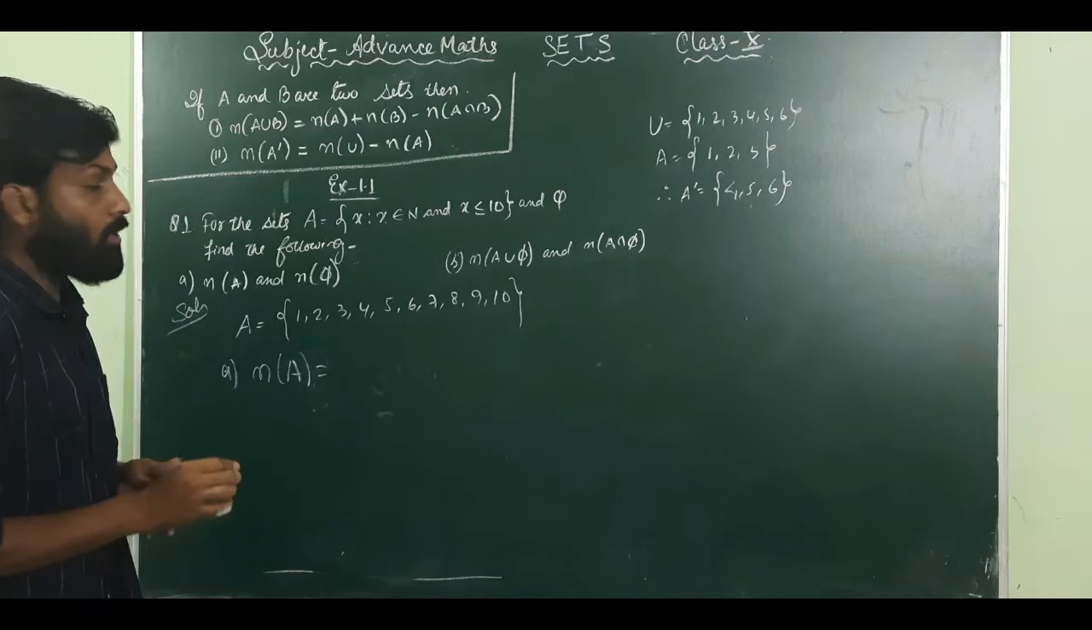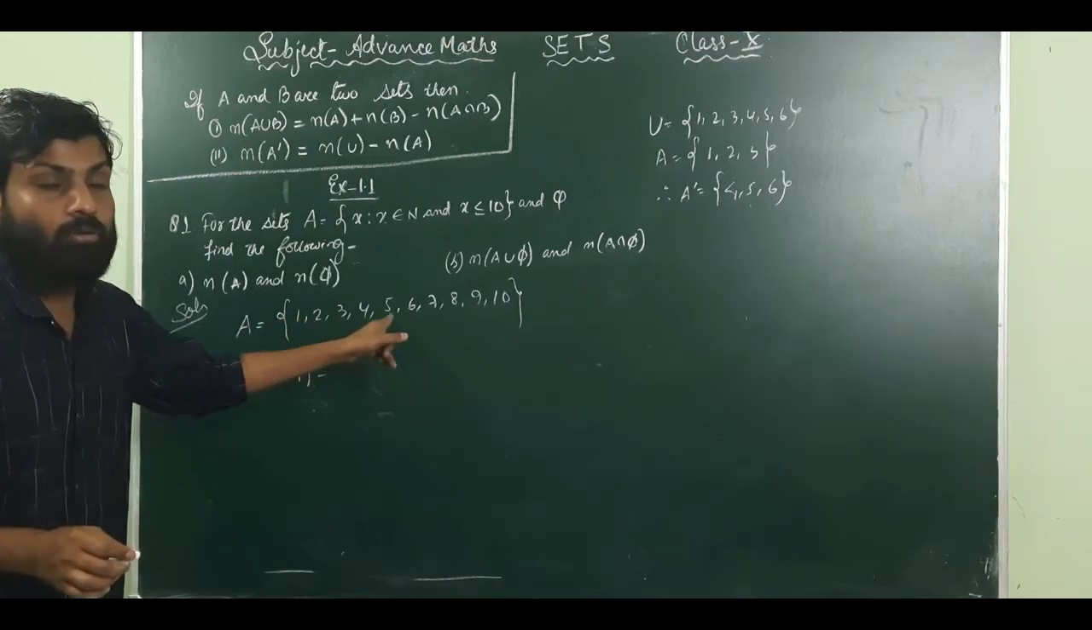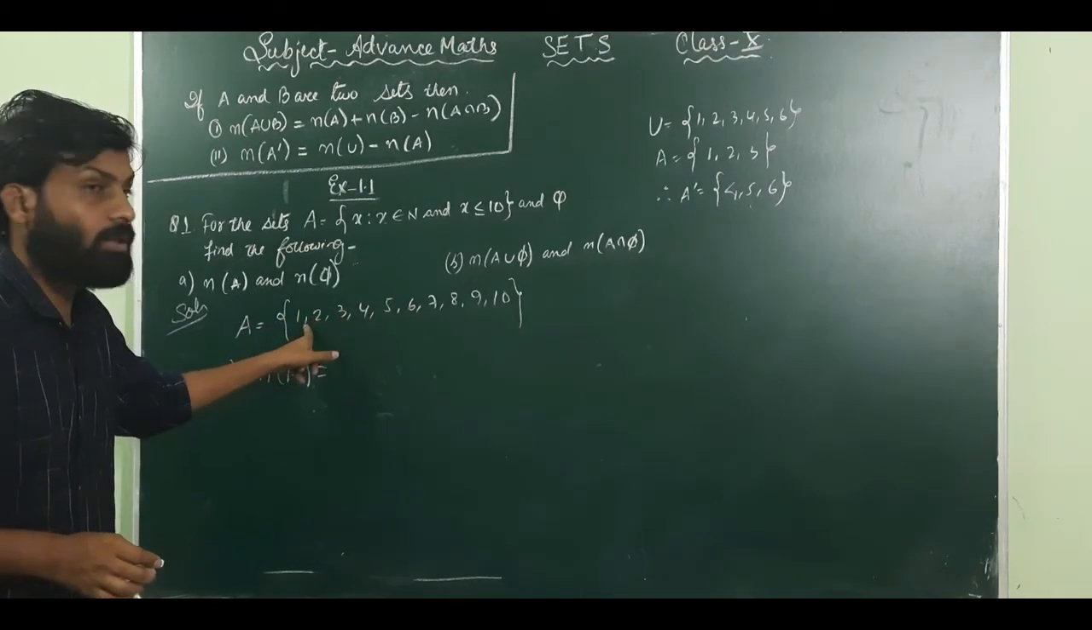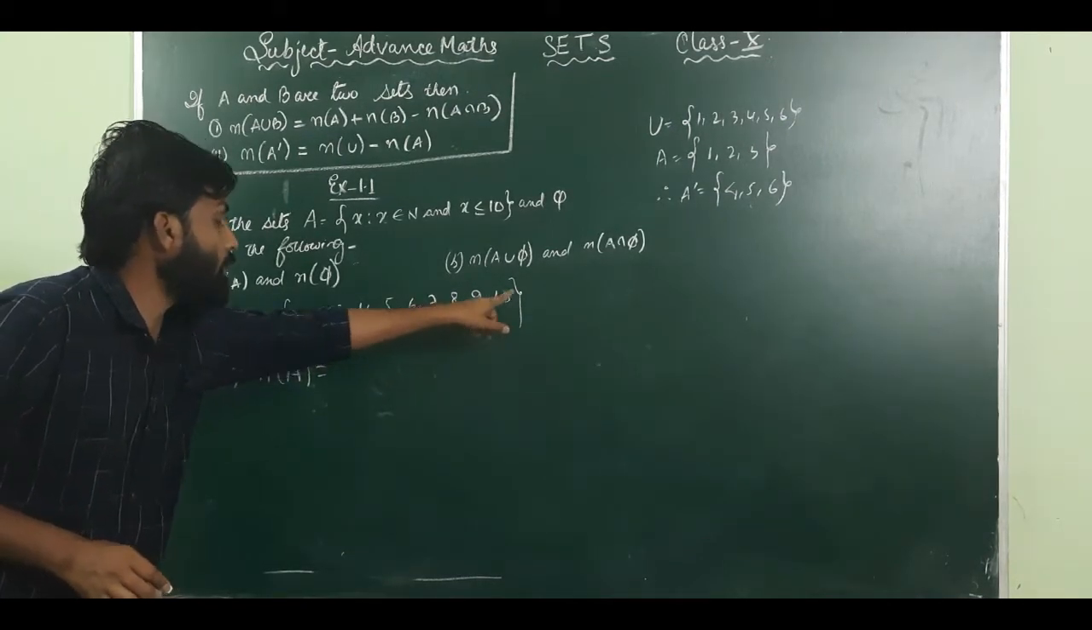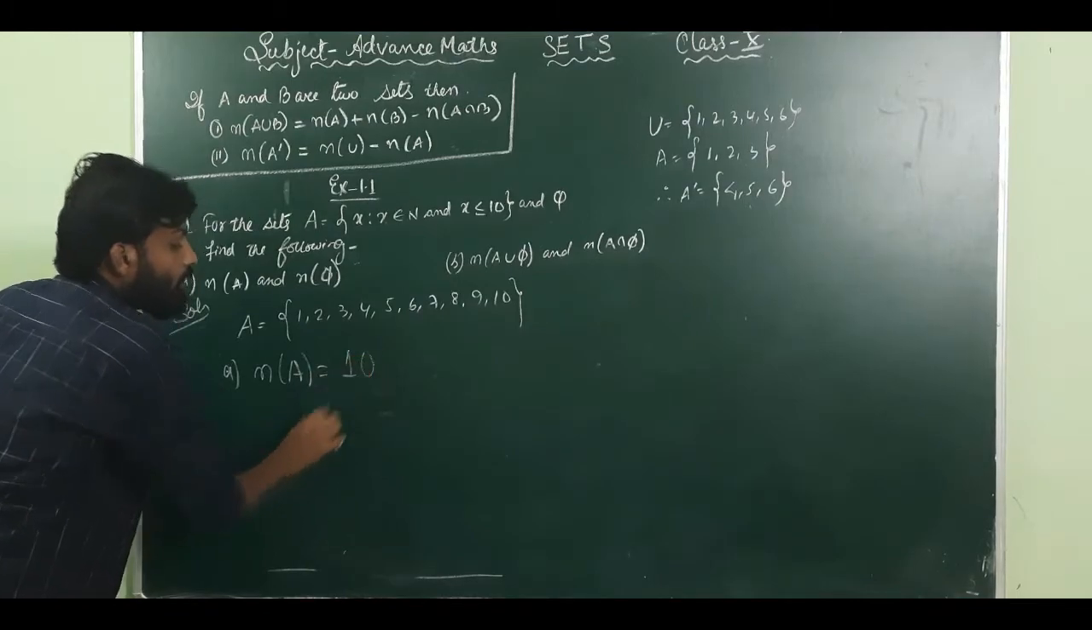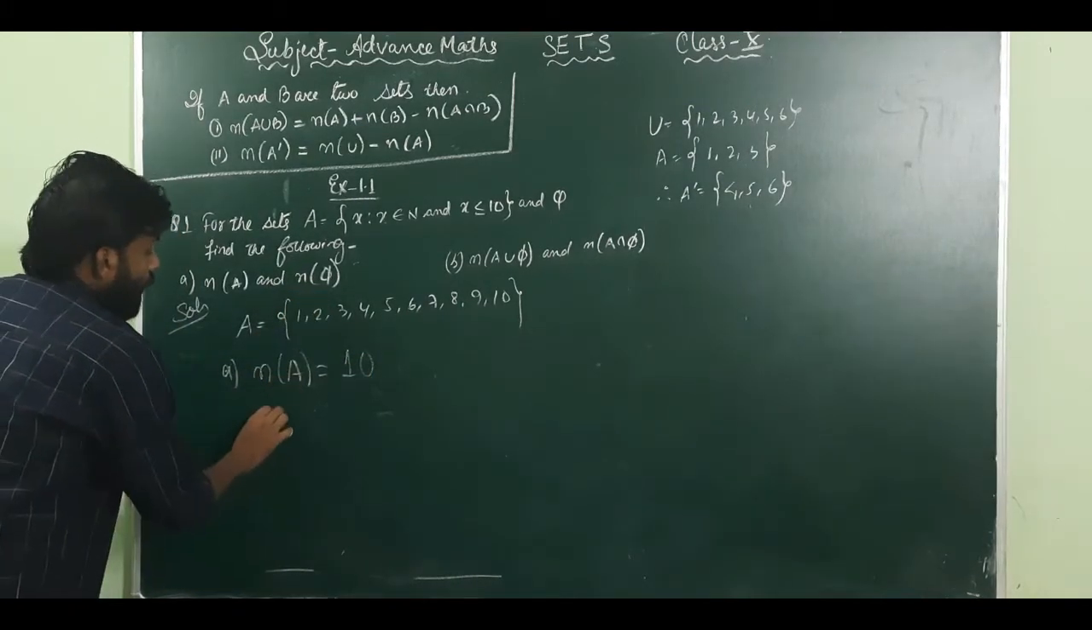When they say number of elements, we don't need to write all this. We only have to count how many elements are there in the set A. That means 1, 2, 3, 4, 5, 6, 7, 8, 9 and 10. So your n(A) will become 10 here. Then they ask n of φ.